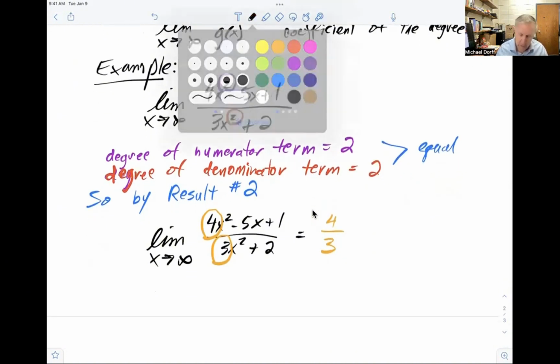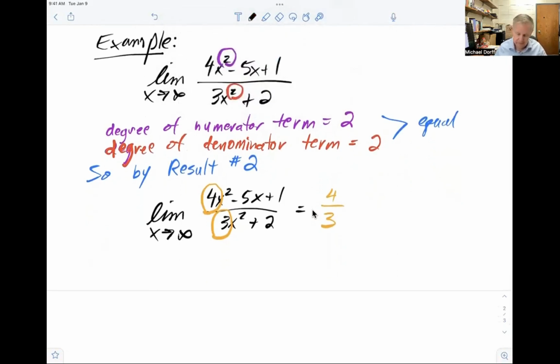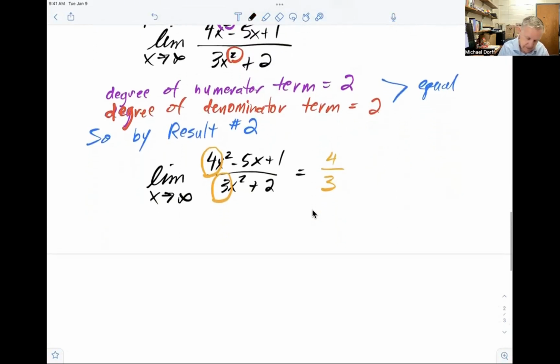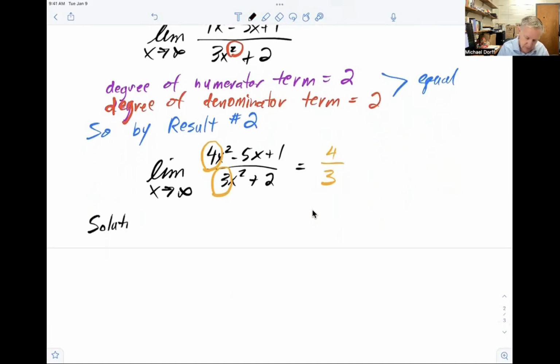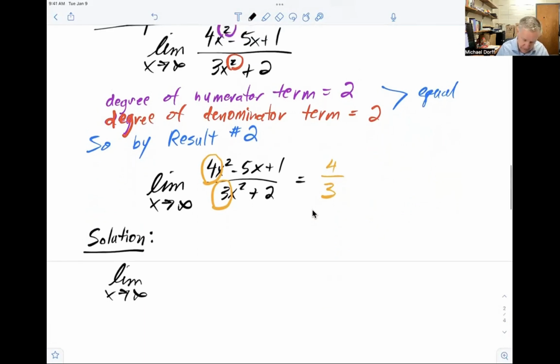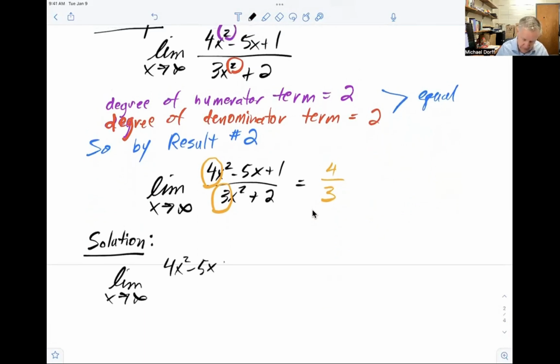Now, on the homework, you can't just do this. You have to show your work. So how would you show your work? You've got the limit as x goes to infinity of 4x squared minus 5x plus 1 over 3x squared plus 2. Well, we're going to do it just like we did earlier, and that's we're going to multiply the numerator and the denominator by the term 1 over x squared.